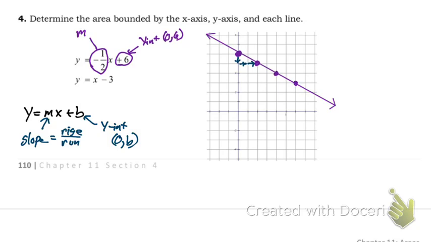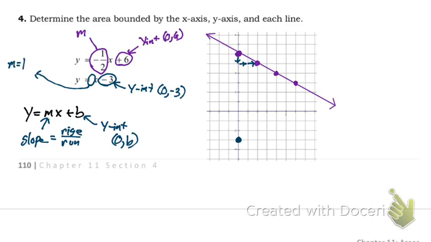My second line, be careful on your second line. See this negative 3? That whole negative 3 is your y-intercept. So that's going to be the point (0, -3). In other words, you're going to find negative 3 on your y-axis, and you're going to put a point there. So it's all that whole negative 3. Our slope in this case is 1. So our slope equals 1.